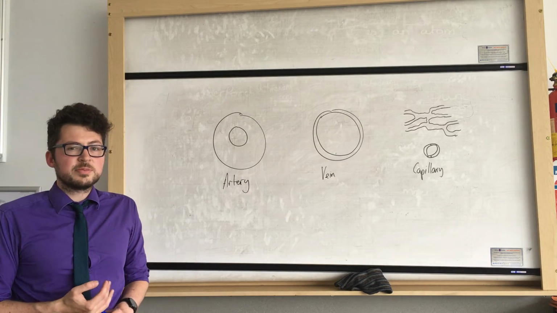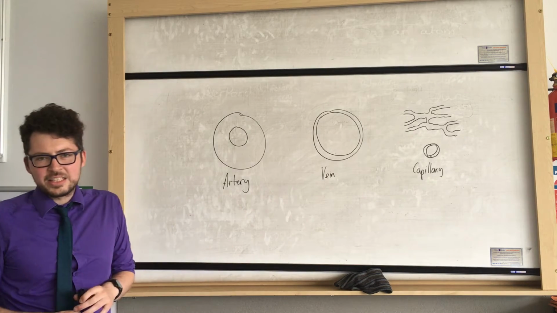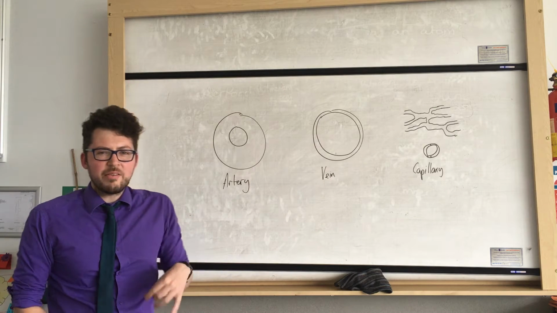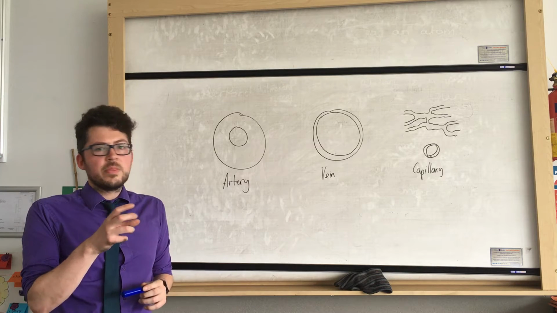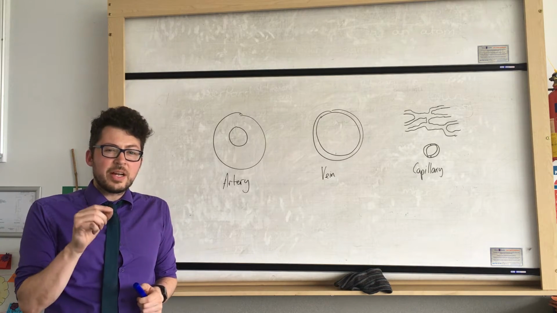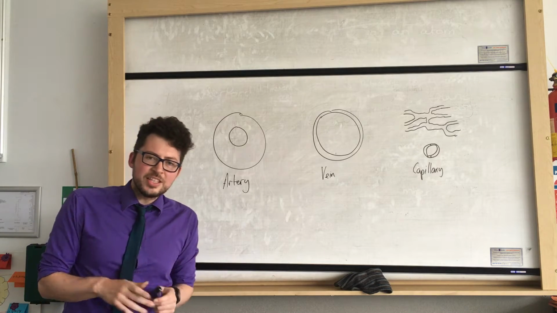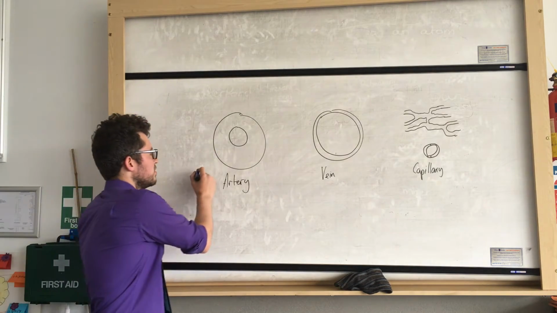In this video I'm going to be explaining blood vessels, including arteries, veins and capillaries. So start off with arteries. Now what arteries do is they carry blood away from the heart, and because of this they are carrying blood that has a very high pressure because it's just been pumped by the heart, and for that reason it needs very thick muscular and elastic walls.